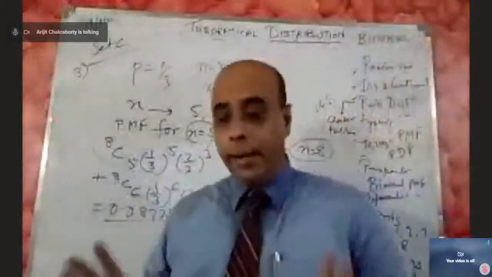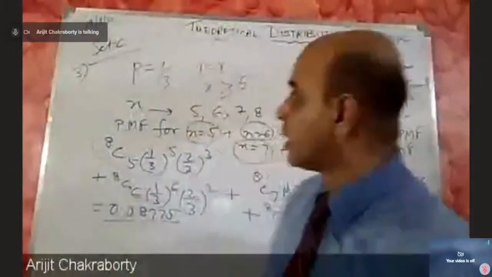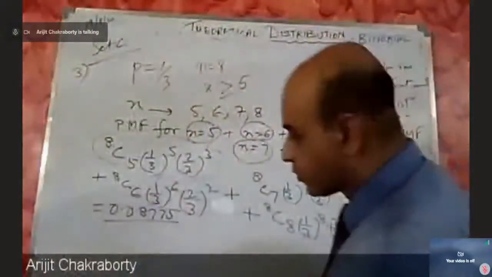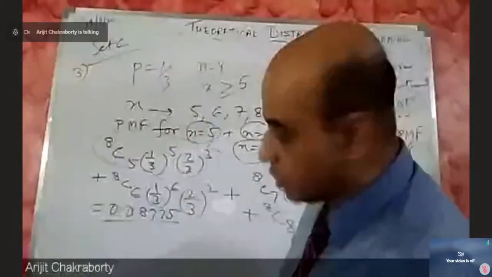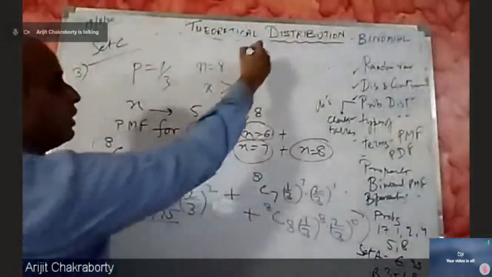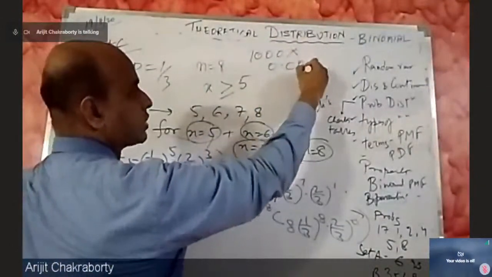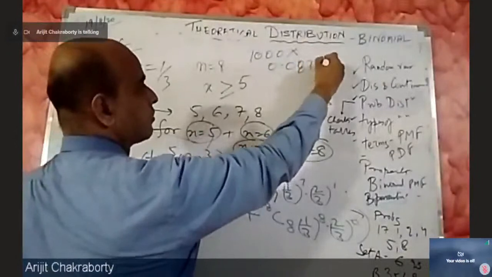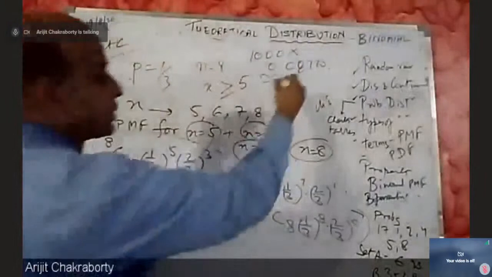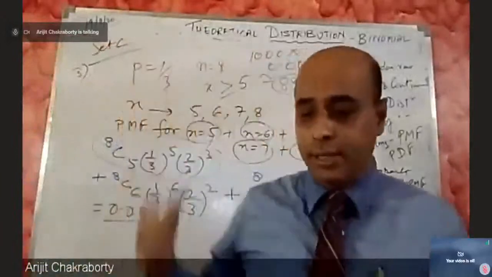Now the number of enumerators are 1000. 1000 enumerators are finding it. And you have the probability 0.08775. So the number of enumerators will be 1000 into 0.08775. That is 87.75. Nearest whole number is 88. So my answer is coming to 88.